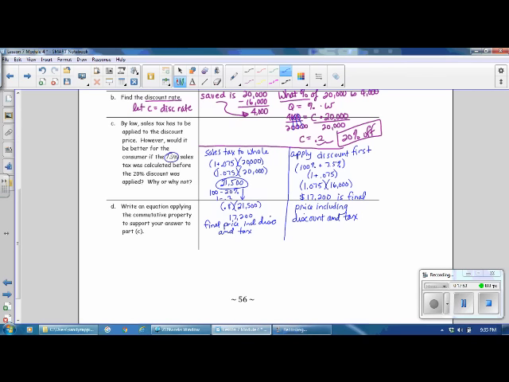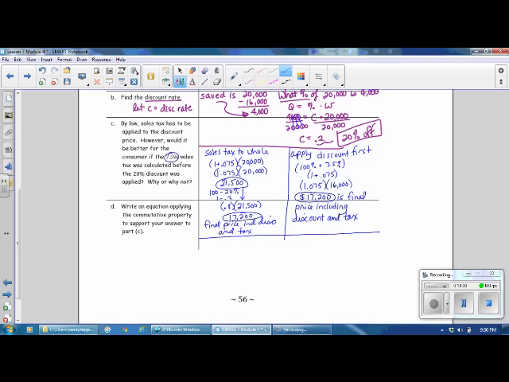So the question was, is it better to have the sales tax applied to the discount price or calculate that after the discount? Why or why not? So what we found is that it doesn't matter whether you apply the tax before or after the discount because you will get the same answer. Because both of the final prices are the same, it doesn't matter which is applied first. This is because multiplication is commutative. The discount rate and the sales tax rate are both being applied to the whole, which is $20,000.